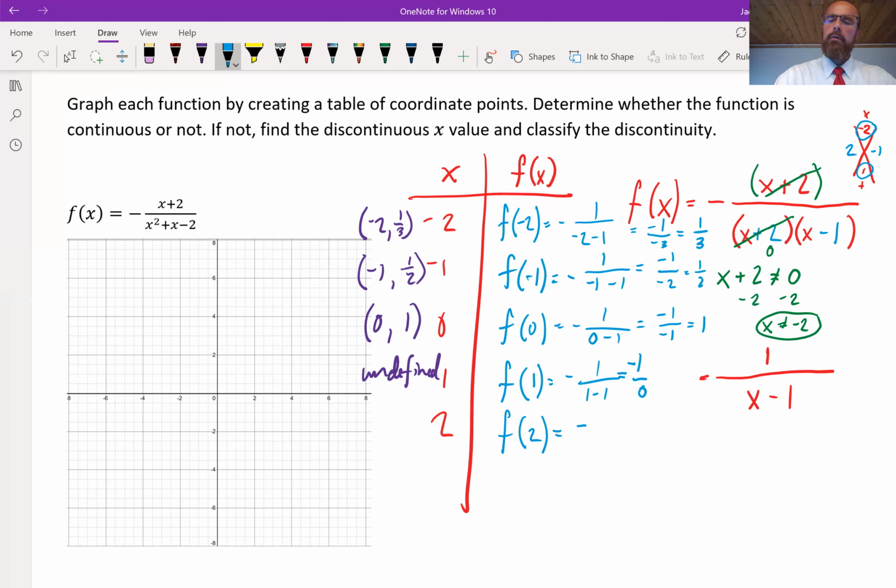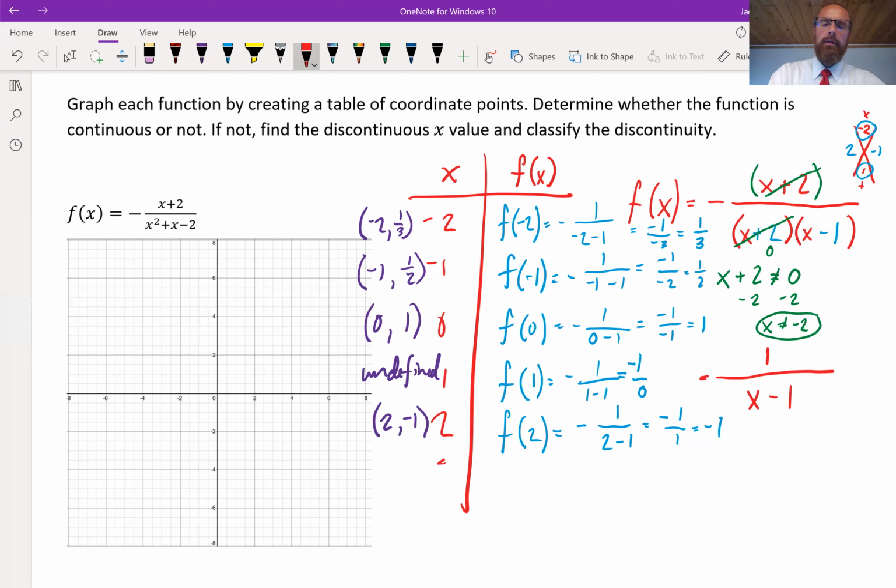So -1 over 2 minus 1 is -1 over 1, which is -1. So this is showing that asymptotic behavior where the second branch is on the lower side of the x-axis. So we've got the point 2, -1.